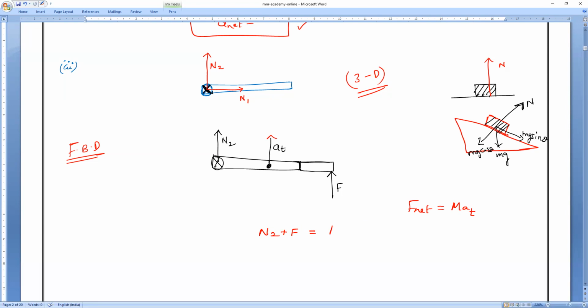N2 plus F is equal to M into tangential acceleration. So that's all it is. Now, you all can see that. So you can easily find it.